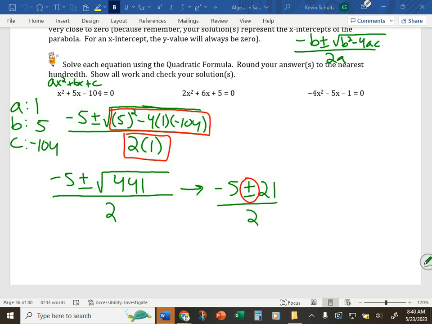Yes. Oh, good, okay. Your first equation is going to be negative 5, and now you use the plus part of the plus minus symbol. Negative 5 plus 21 divided by 2.